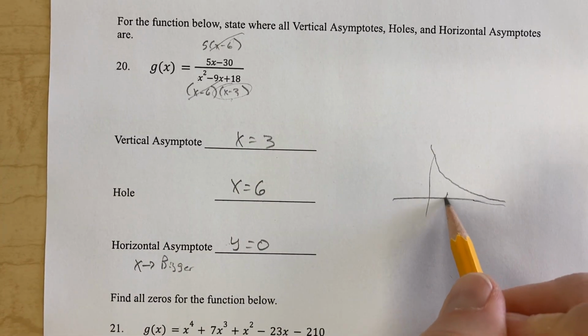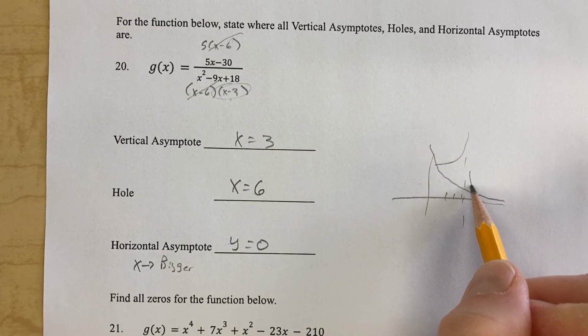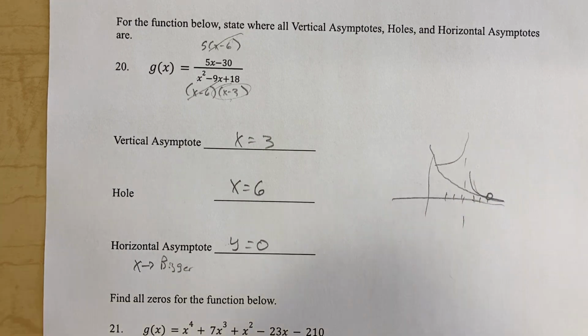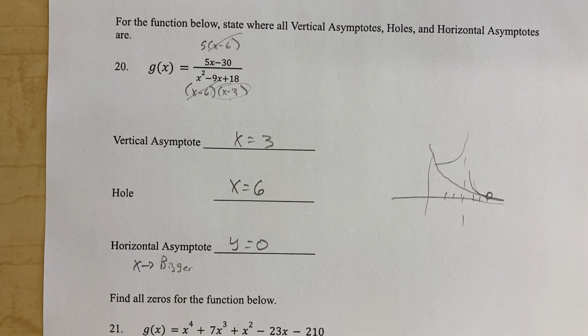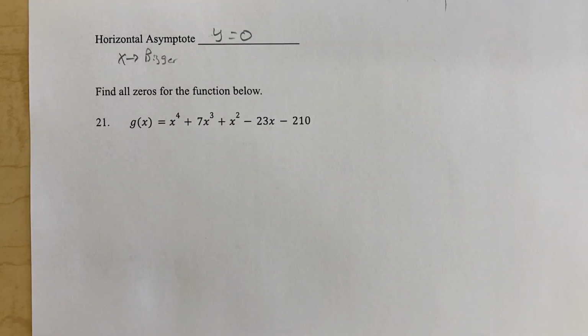So if you were to see 1, 2, 3, our graph would probably look something like this, right? But then at 6, there'd be just a little hole in the graph right there, all right? So something like that. All right, then 21, we've got this function.